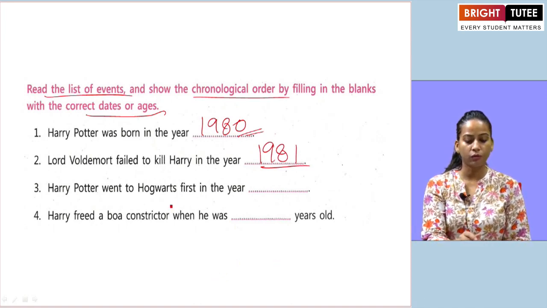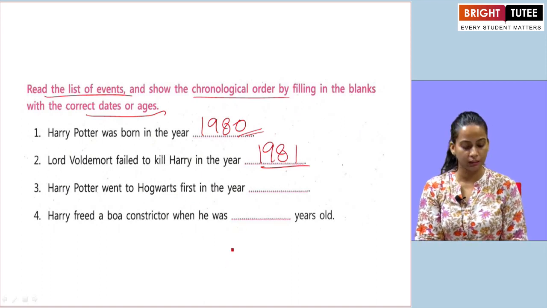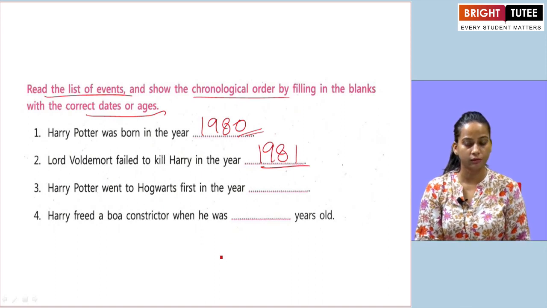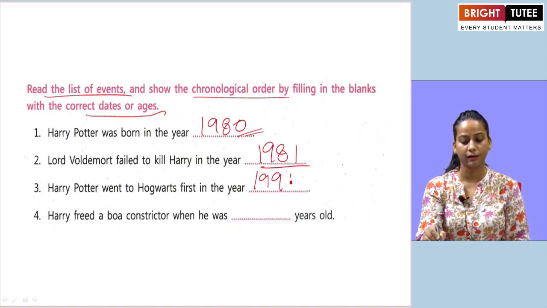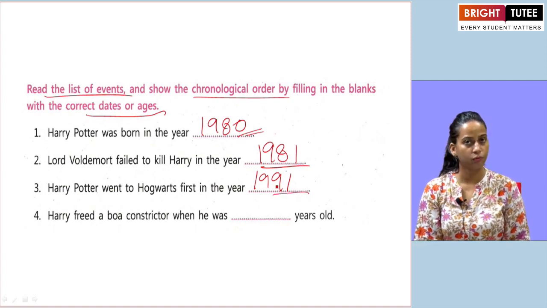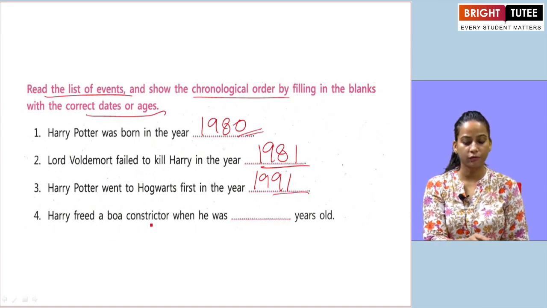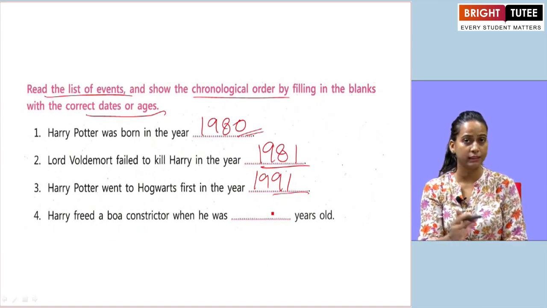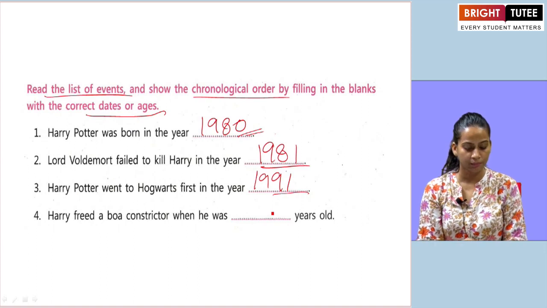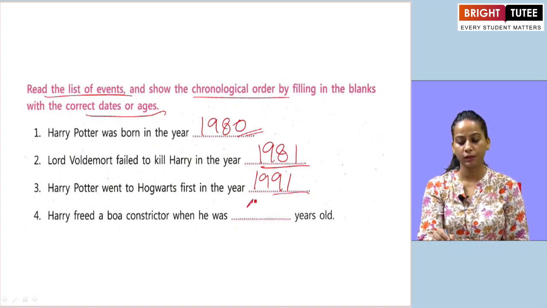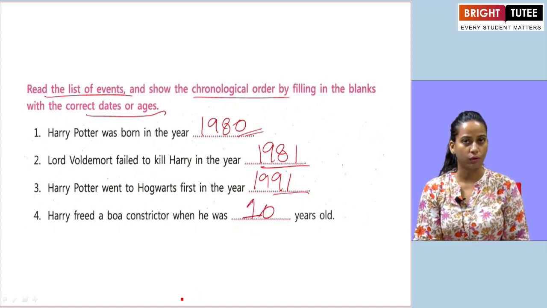Harry Potter went to Hogwarts first in the year. We have to mention in which year. Firstly, he joined Hogwarts, that is 1991. After 10 years, we have to mention here. Clear? Harry freed a boa constrictor when he was. So, all these sequences are given in that detail. So, when he was, we have to mention 10 years old.